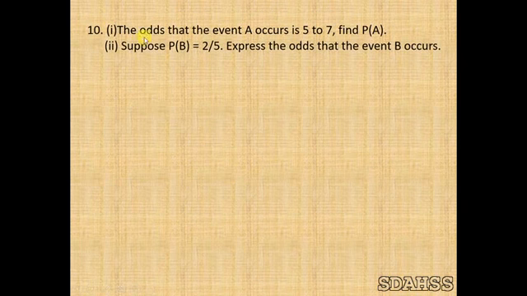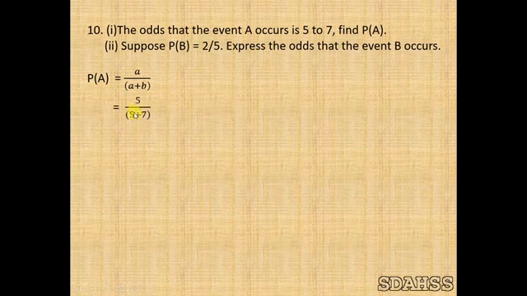Tenth sum. The odds that the event A occurs is 5 to 7. Find P of A. Suppose P of B is equal to 2 by 5. Express the odds that the event B occurs. P of A is equal to a by a plus b. Here a is 5 and b is 7. So 5 plus 7, 5 by 12.